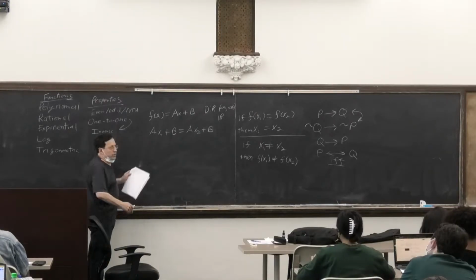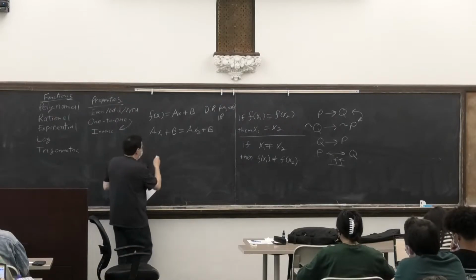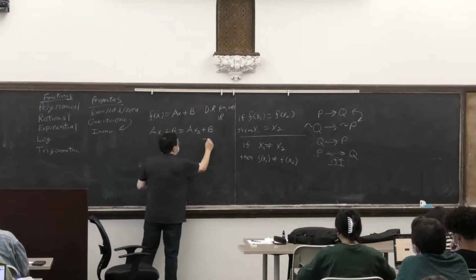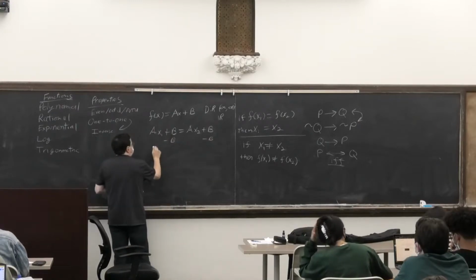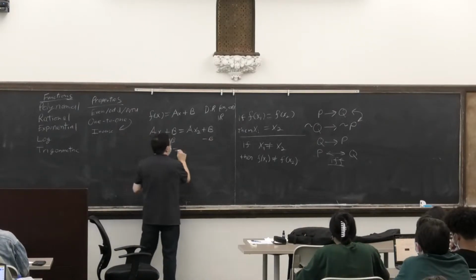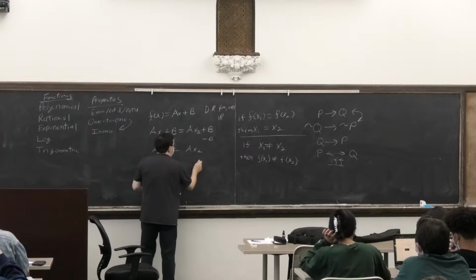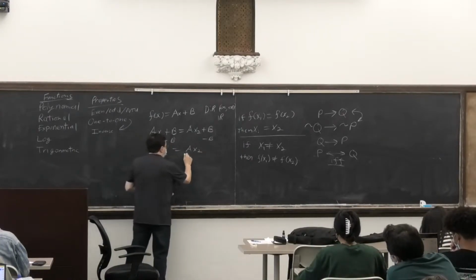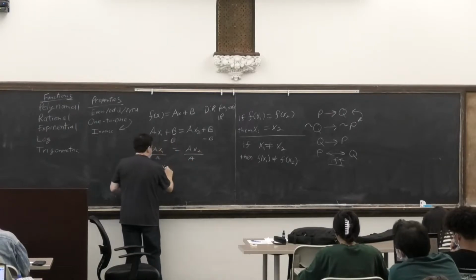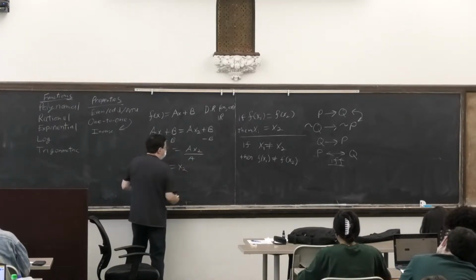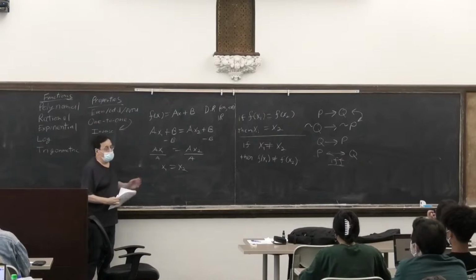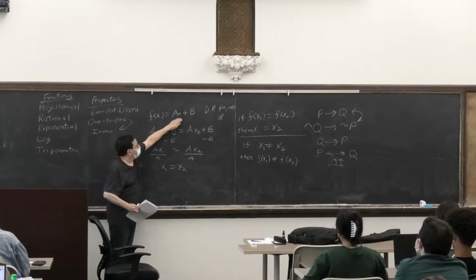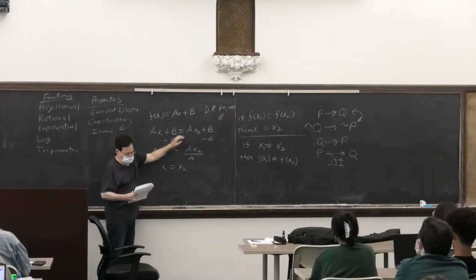Well, using our rules for manipulating equations, I can subtract b from both sides. I get ax1 equals ax2. And I can divide both sides by a. And I get x1 equals x2. So that's just an example, a very simple proof that this function is always one-to-one.